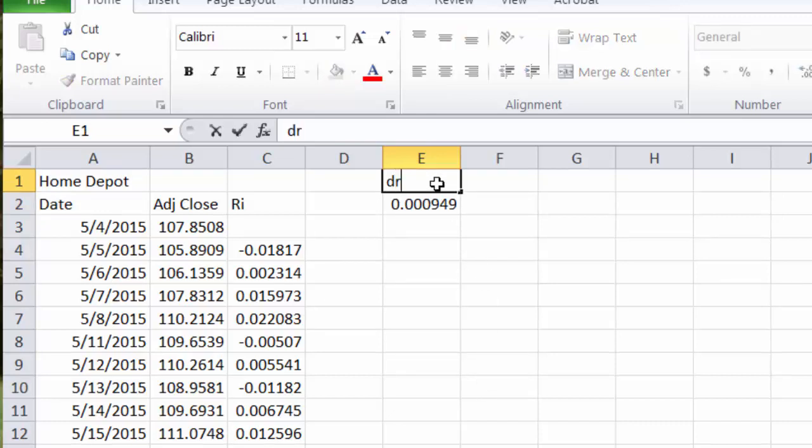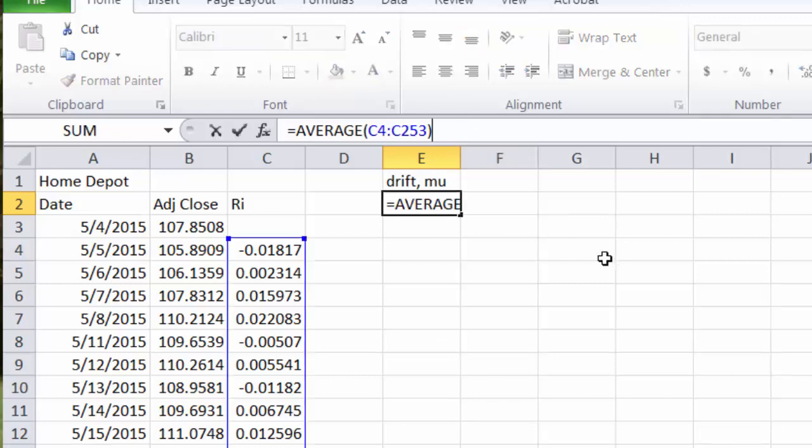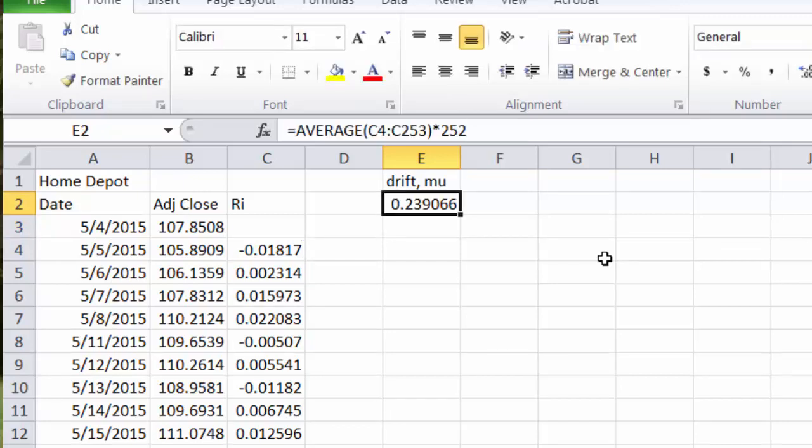But if I want this to be a drift, a mu, then I need to quote all my numbers in terms of annual. So if that's what it goes up a day, and there's 252 trading days in a year, then I'm going to multiply that by 252. There's our drift. 24% a year on average is what it should go up.